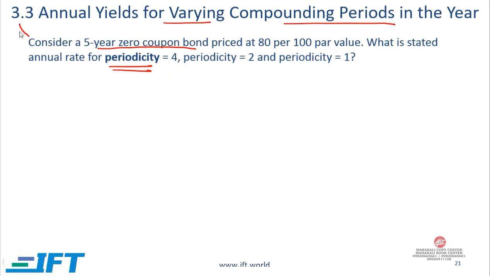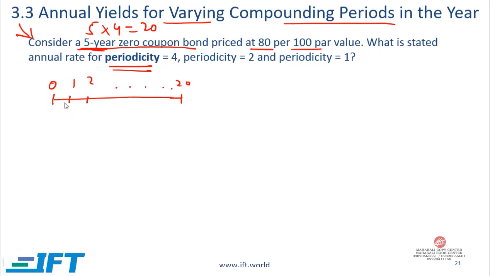Let us work through this example which is from the curriculum. Consider a 5-year zero coupon bond priced at 80 and the par value is 100. What is the stated annual rate for periodicity equal to 4? If periodicity is 4, we are assuming that compounding happens 4 times every year, which means that over 5 years the number of periods is 5 times 4, which is 20. So we have 20 periods. You can think of this as 20 quarters, or every quarter is a period.